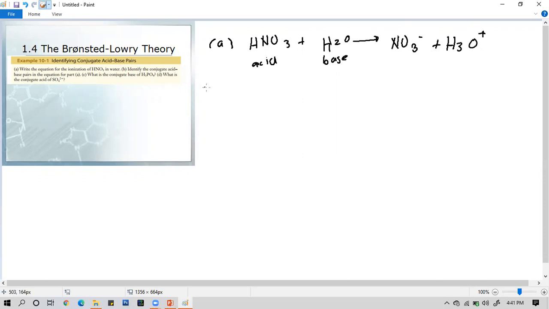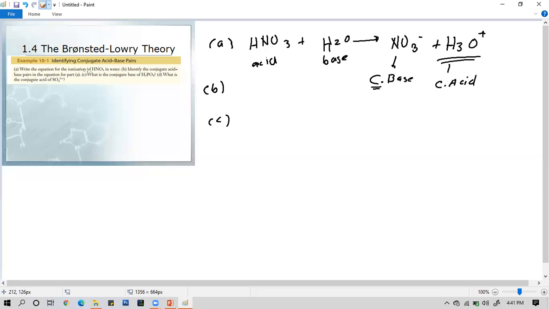Okay, sa letter B naman daw, identify the conjugate acid-base pairs in the equation for part A. Now, madali lang naman ito. First, ano ba yung reactant natin na nitric acid? Is an acid. So therefore, ang product niya, kabaliktaran, is automatically a conjugate base, where C stands for conjugate, and yung base naman natin, ang kabaliktaran ng base, that is acid. So therefore, this one is the conjugate acid. So that's it. Wow, ang dali, di ba? Okay, kayang-kaya na yan. Sige.